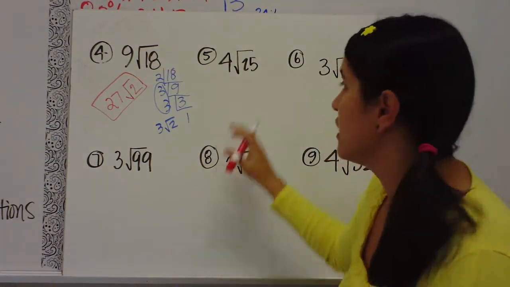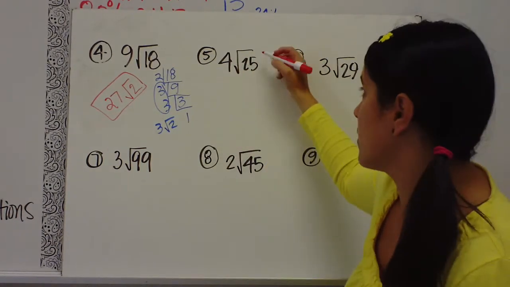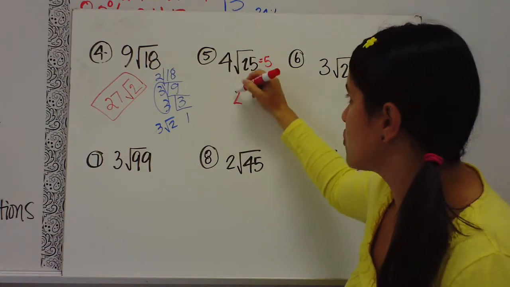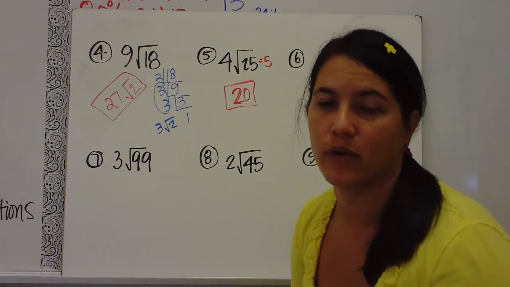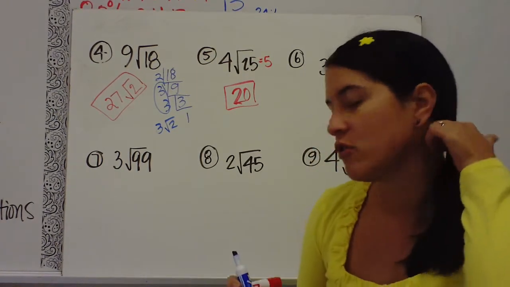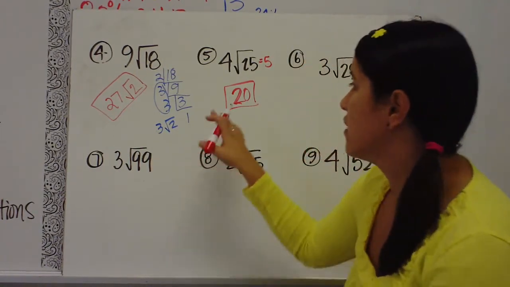Example number 5. Square root of 25. Well, the square root of 25 is a perfect square, which is 5. And then 4 times 5 is 20. So right now, notice we're only using the principal square roots, the positive square roots in this example, in simplifying radicals. You're just going to assume that you're going to use the positive roots.